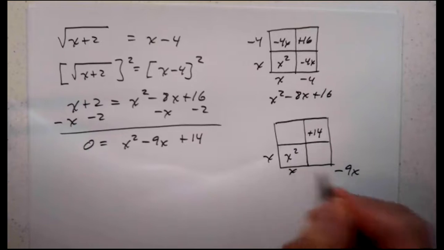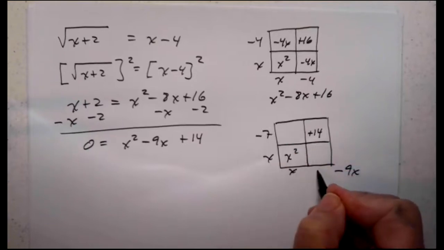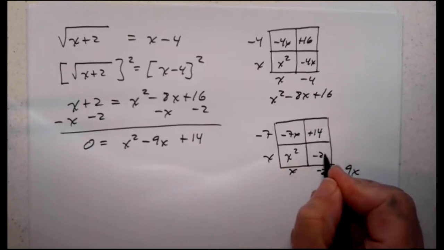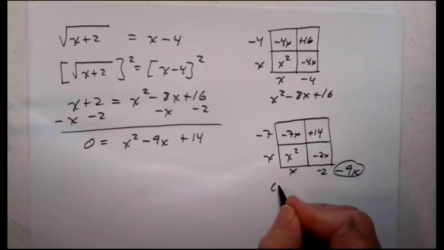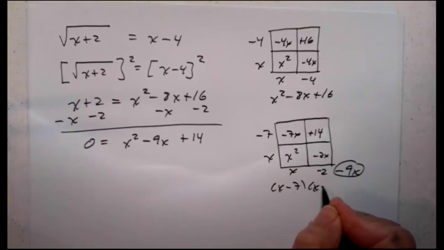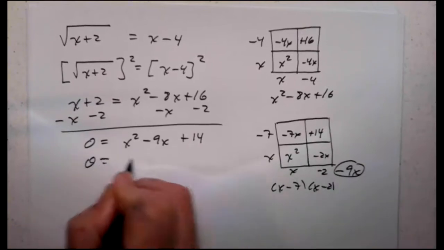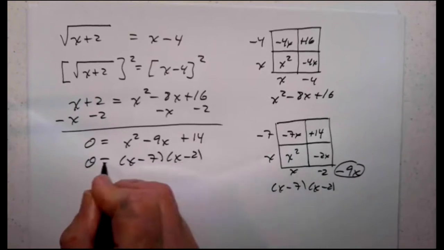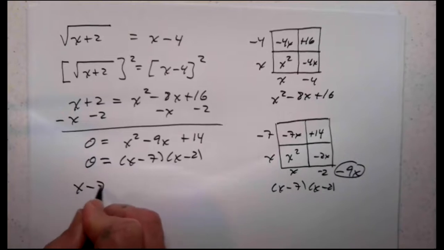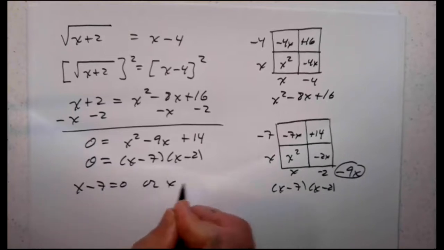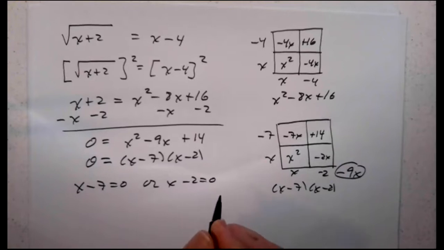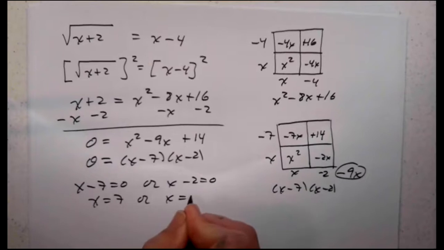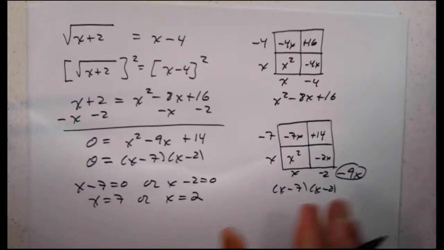So I have x times x, minus 7 times minus 2 gives me positive 14. Minus 7x minus 2x is minus 9x. So we get x minus 7 times x minus 2. So 0 equals x minus 7 times x minus 2. So x minus 7 is 0, or x minus 2 is 0. So here x is 7 or x is 2, but we must check to make sure our answers actually work.